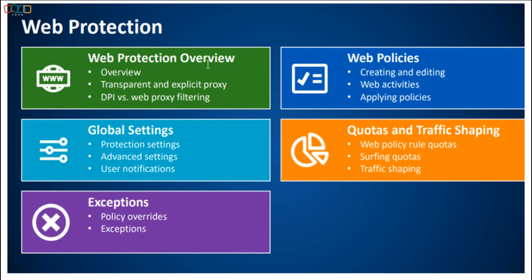The next module would be the web protection. So we'll look into the web protection overview. What is the difference between transparent and explicit proxy, what is DPI, deep packet inspection, and web proxy filtering here.